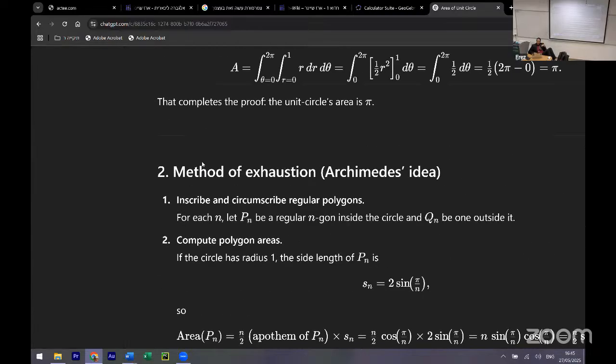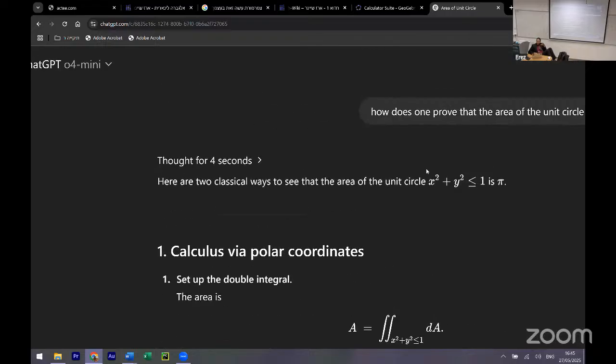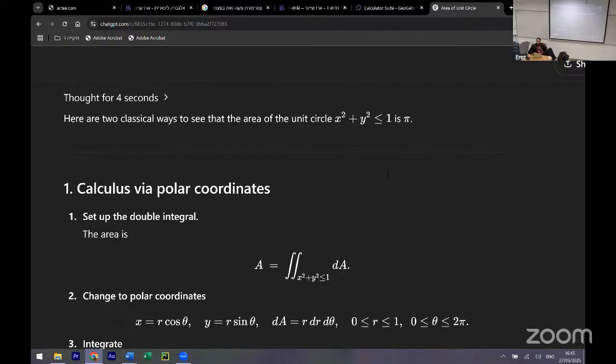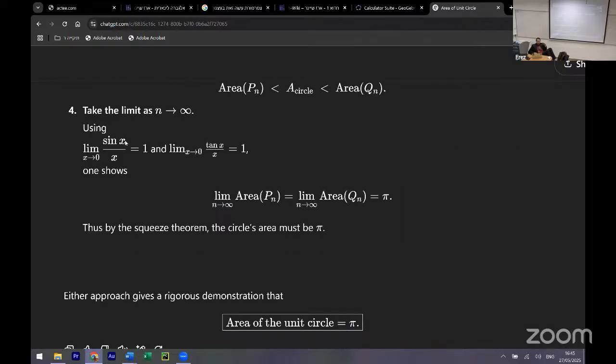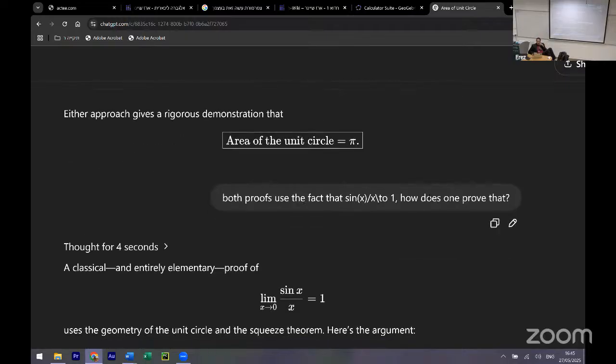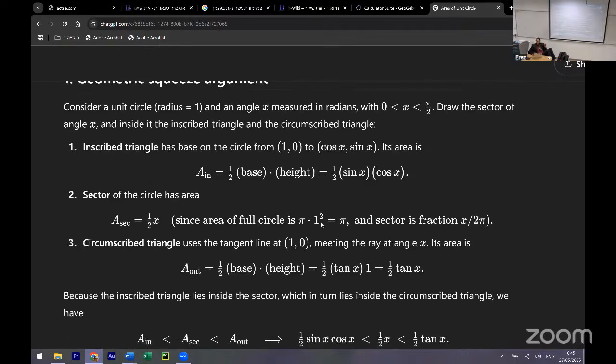So I asked him, how do I prove that the area of the circle is pi? Are you with me so far? During the proof, he used the fact that sine x over x goes to 1. So I told him, how do you prove that? And during the proof, since the area of the full circle is pi, he uses the fact that the area is pi. Okay?